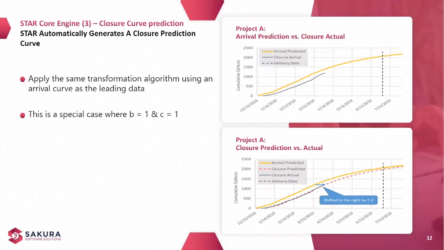Okay. The third one is, how about closure curve? The input to that is the predicted arrival curve, chart on top, and current closure data. So it turns out by shifting to the right by a constant, in this case, I think 2 weeks, it's exactly overlay, right? The perfect match. So this is typically the case we've noticed. And this is, again, part of transformation function. It's a special case. So those are the 3 things I wanted to mention.